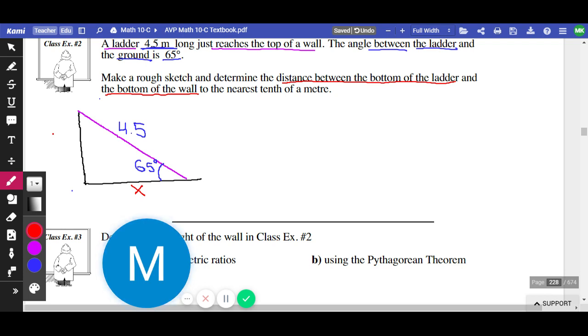When I'm trying to solve for a side length, I ask myself, do I have two side lengths or do I have a side length and an angle? In this case, I have a side length and an angle. That tells me I need to use Sohcahtoa. To do Sohcahtoa, you have to label. This is my hypotenuse. It's across from my 90. The wall and the ground would be my 90. Across from the 65 is the opposite. My adjacent is the third side.